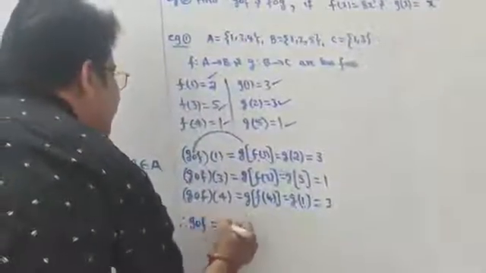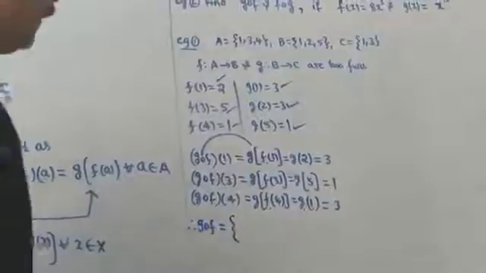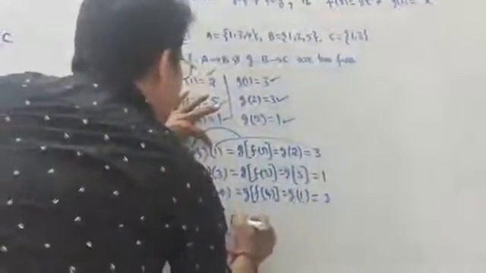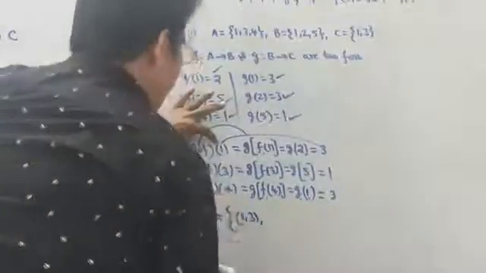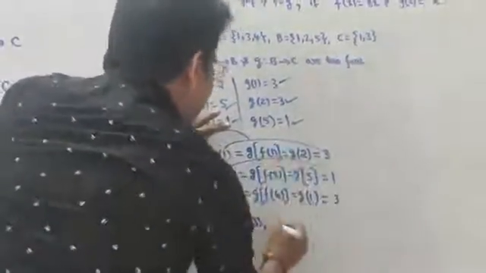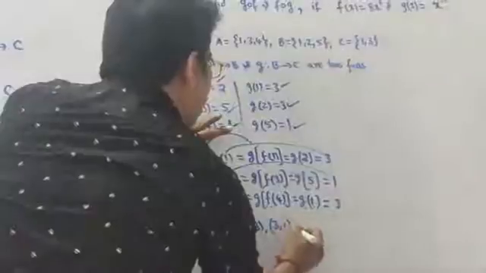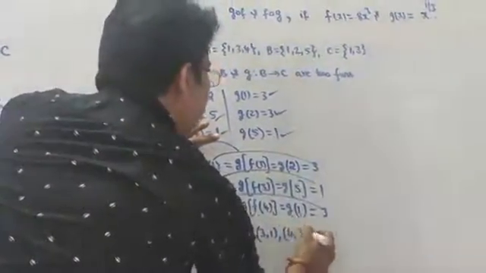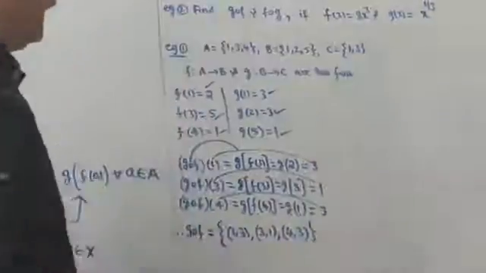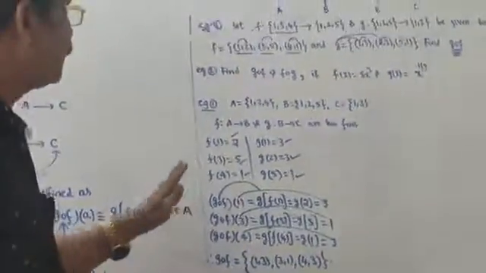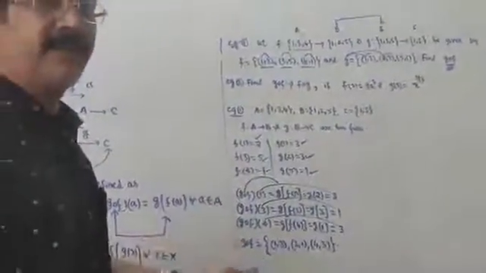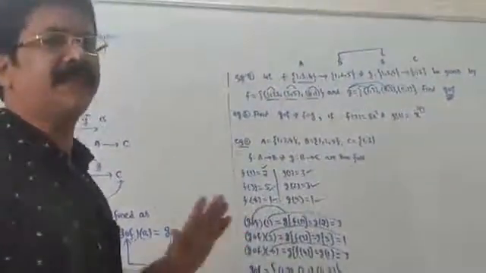G circle F is equal to the set where 1 is mapped with 3: (1, 3). Next (3, 1). Next (4, 3). Just like that. This is the complete procedure for finding G circle F, or we can find F circle G if it is defined. Okay, second method.